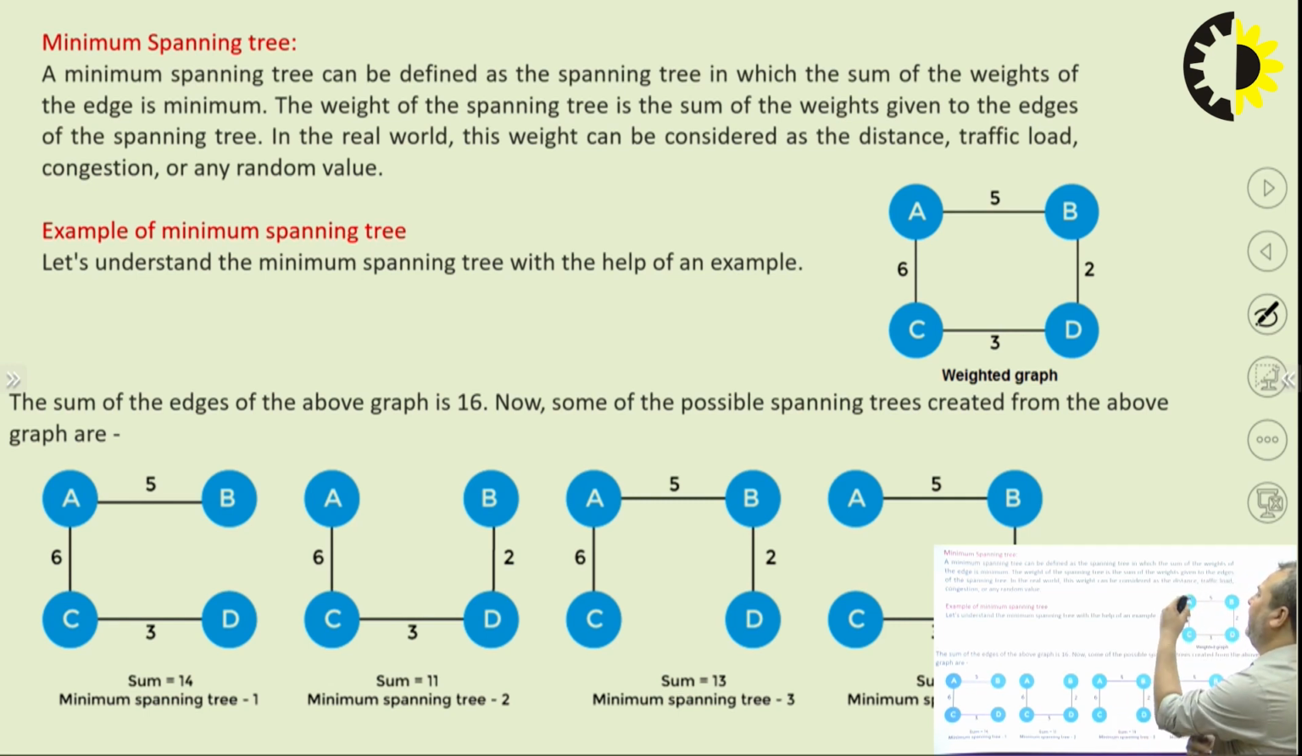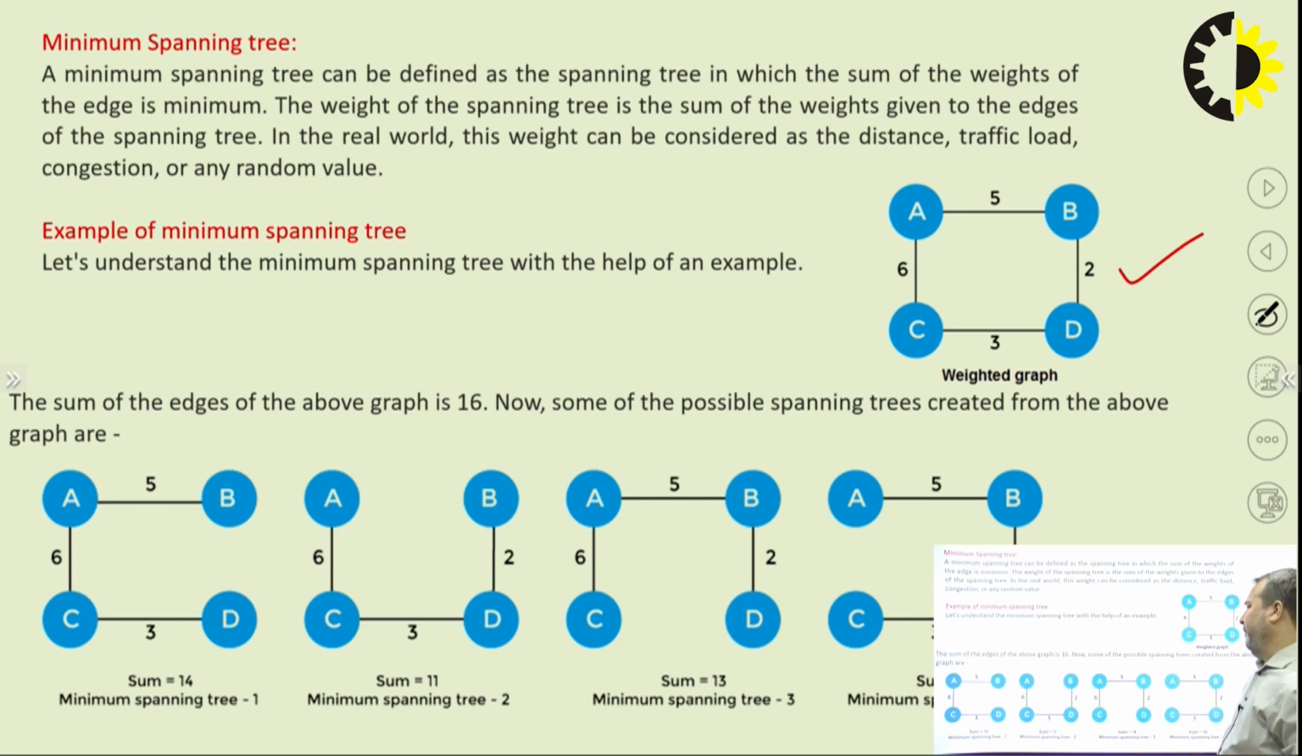So how do you define a minimum spanning tree? A minimum spanning tree can be defined as the spanning tree in which the sum of weights of the edges is minimum, right? The weight of the spanning tree is the sum of the weights given to its edges. For example, if the graph has 4 vertices, these are all some spanning trees.